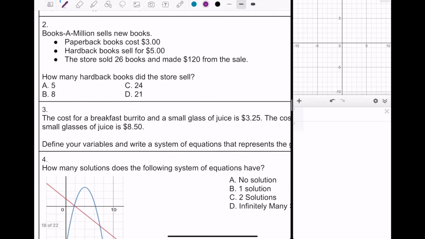Number 2, Books A Million sells new books. Paperback books cost $3. Hardback books sell for $5. The store sold 26 books and made $120 from the sale. How many hardback books did the store sell?